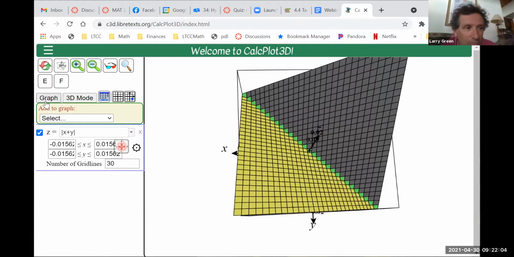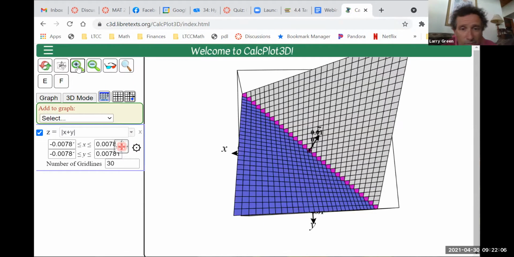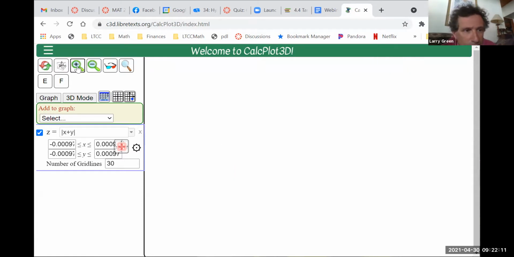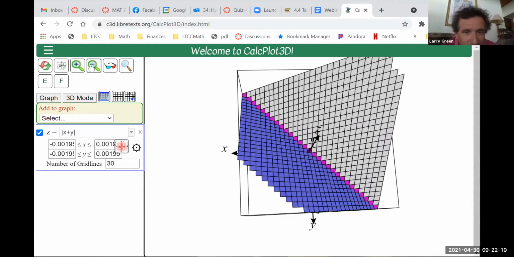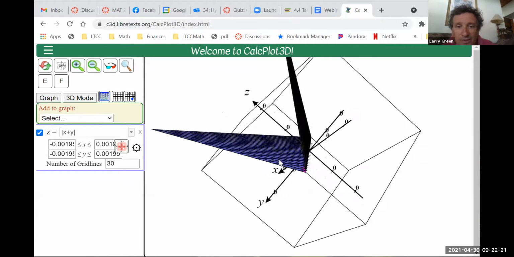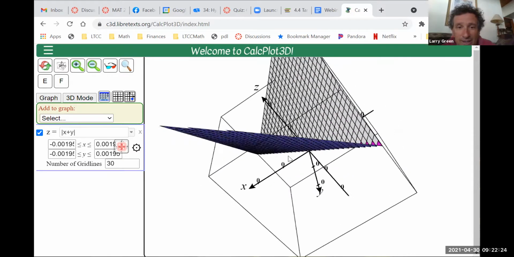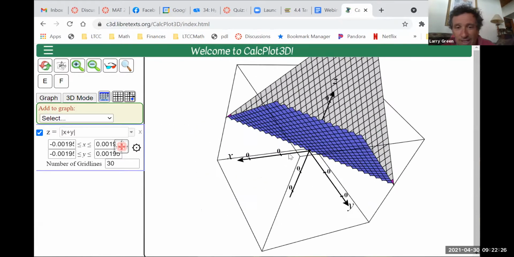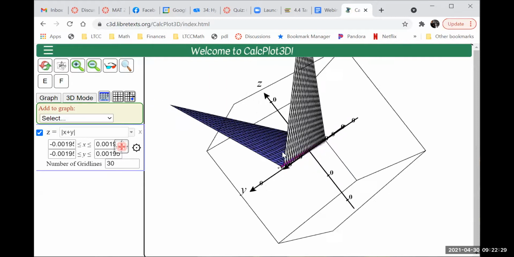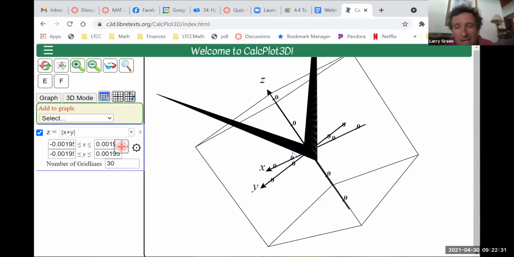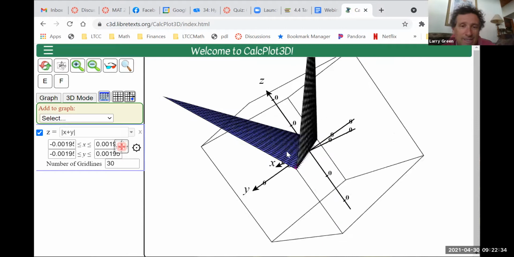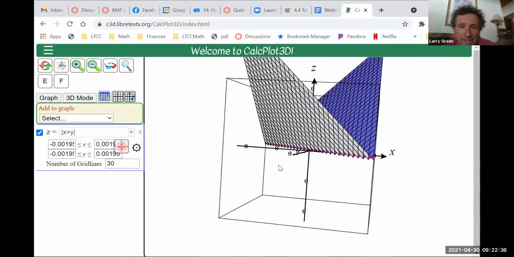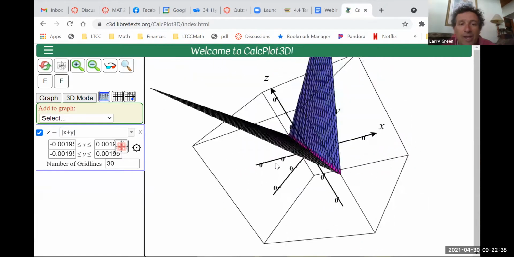And let's zoom in. Whoa, what just happened? There we go. And what do you notice? If I zoom in a bunch, what does it look like? Does it look like a plane? Not really. No, it still doesn't look like a plane. What do you think, if I zoomed in 100 times more, would it look like a plane? Still wouldn't.